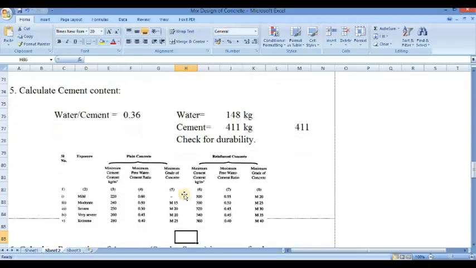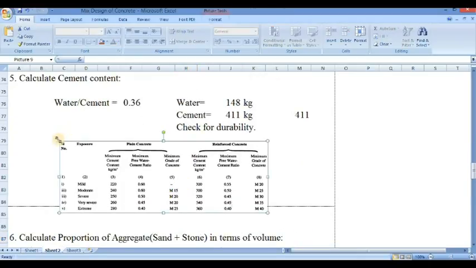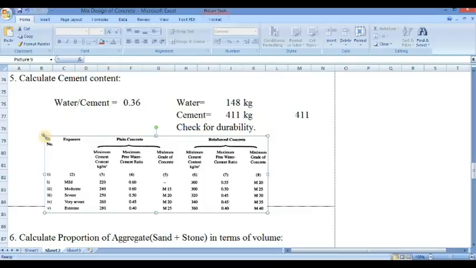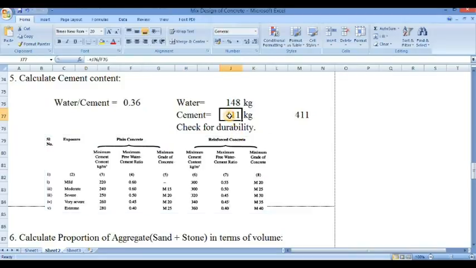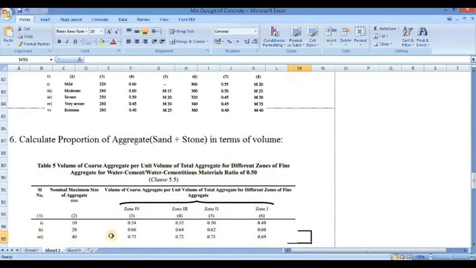So from that table, Table 5 of IS 456, in our case it was reinforced concrete, severe condition, and the minimum cement content required is 320 kg, but in our case it is 411 kg. That means from the durability point of view our calculated cement content seems to be okay. Next, you have already got the water amount and cement amount. Now the remaining is your aggregate.